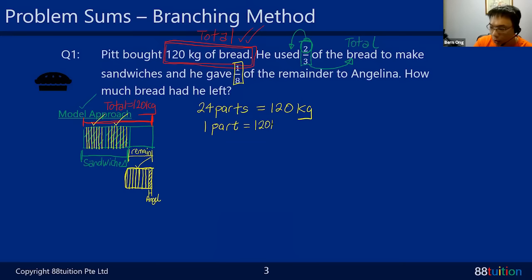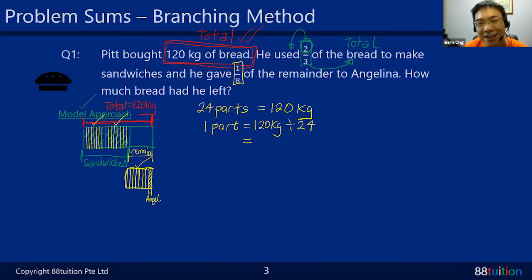120 kg, you must divide by 24. Show this step, please. It's important to show this step. Okay, so what happened? Press your calculator. P5, P6 can press calculator already. Or if you can, mental sum a bit.